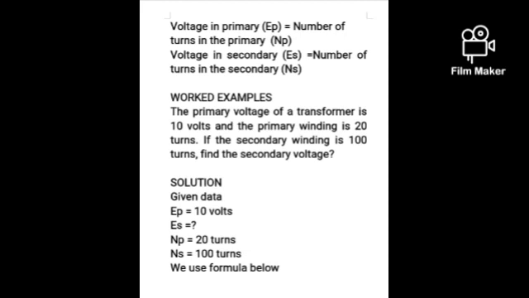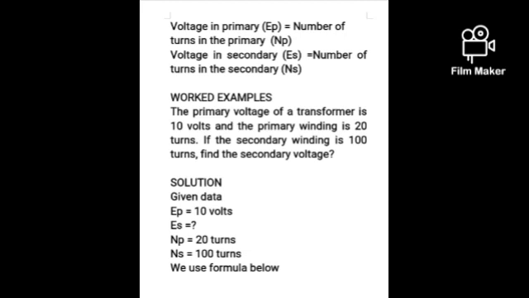Okay, so the first thing you need to understand is to pick out the data. From there you now know which one you are looking for. Is it EP, is it ES, is it NP, is it NS, is it IP, is it IS? But in this question we are looking for ES, because EP is given to be 10 volts, while NP and NS are given to be 20 and 100 turns respectively.